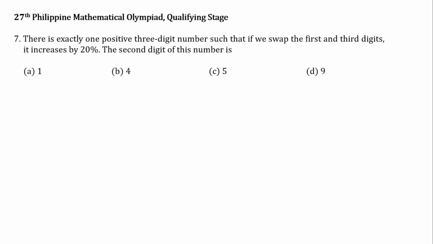Problem number 7. There is exactly one positive 3-digit number such that if we swap the first and third digits, it increases by 20%. The second digit of this number is what?